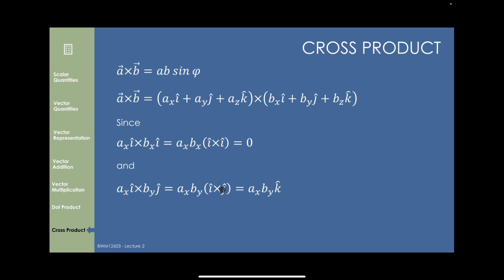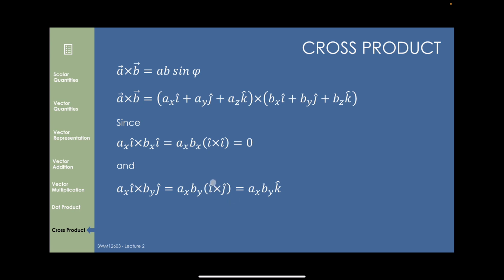So both have magnitude of 1, so 1 times 1 is equal to 1, and the direction should be perpendicular to i and j. So what is the direction which is perpendicular to i and j? i is along x-axis, j is along y-axis. So what is perpendicular to i and j? Since i is along x-axis and j is along y-axis, the direction which is perpendicular to both is z-axis, right? So the unit vector which is along z-axis is unit vector k.